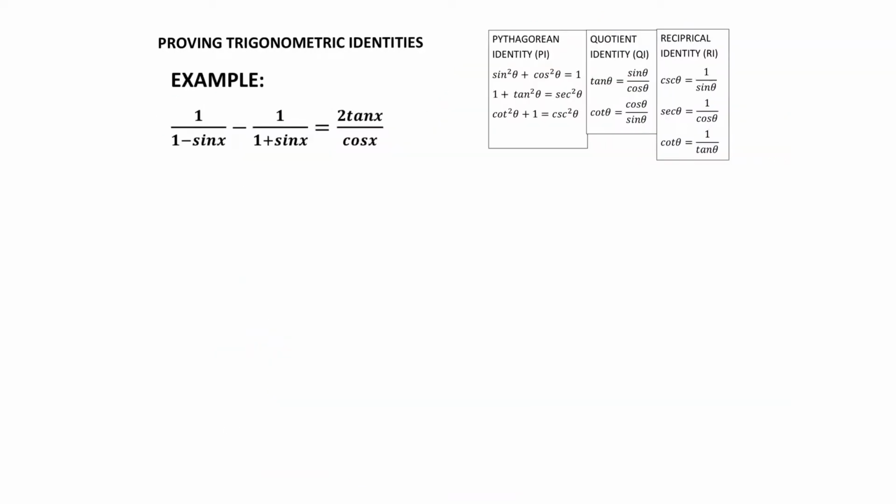So in this example, we're going to work with the left-hand side, because I can see that the left-hand side is a bit more complicated. It's bigger in size, and I can actually subtract the two rational expressions here. So let's start off with this one here. Over here, the left-hand side is equal to 1 over 1 minus sine x, minus 1 over 1 plus sine x.